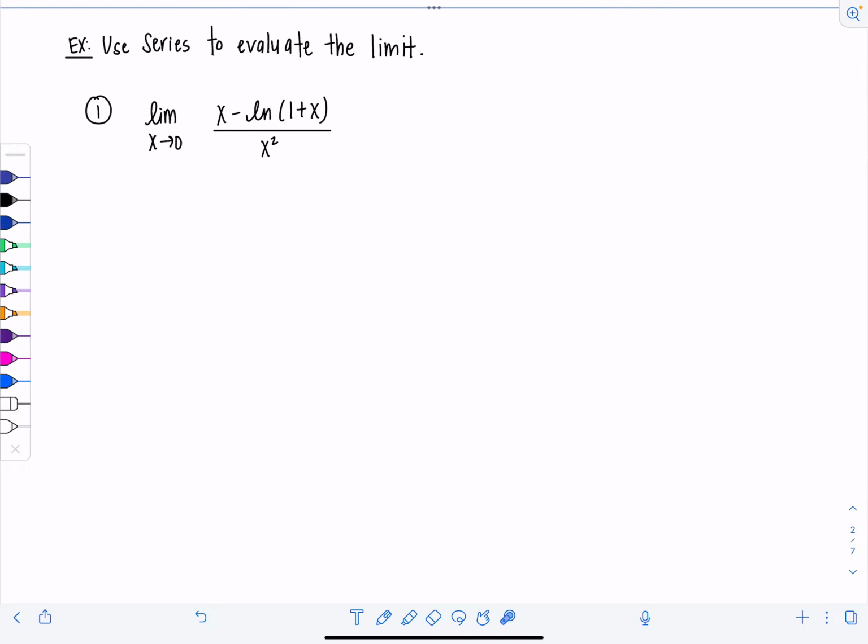So the directions will usually say use series to evaluate the limit. Obviously, if I had it my way and the directions didn't say use series to evaluate the limit, I'm looking here. I have an indeterminate form 0 over 0. I would probably just use L'Hopital's rule, and take the limit directly. But part of being a successful math student entails following directions. All right, so we're going to use series to evaluate the limit.